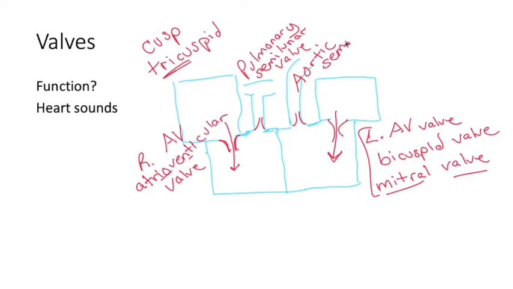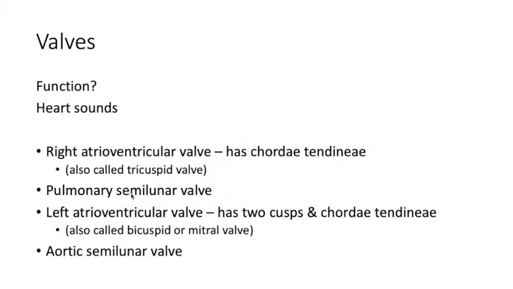So notice that both the semilunars are named after the vessels that they go into, the pulmonary and the aortic. And then if it's convenient to you, you can just memorize left AV, right AV, and that makes the valves a little bit more straightforward, I guess. And here, I have a list full of the valves that we just learned, and I indicated the extra names there as well.